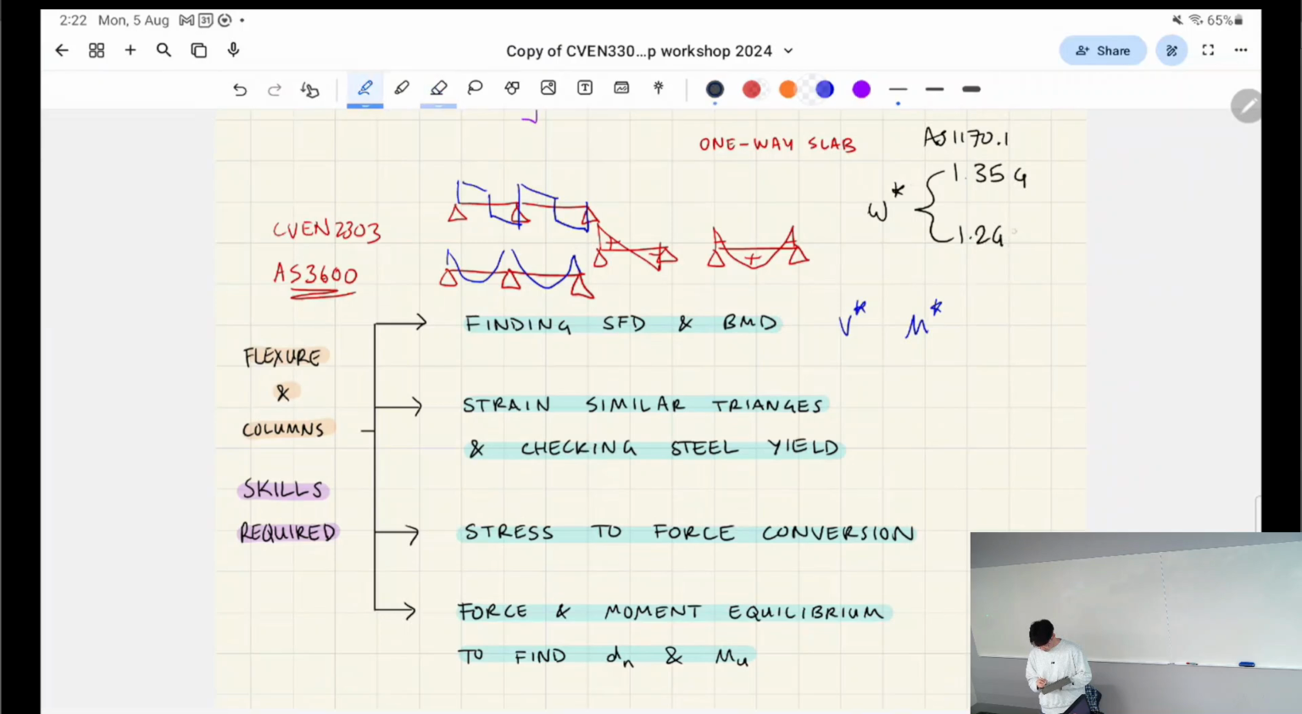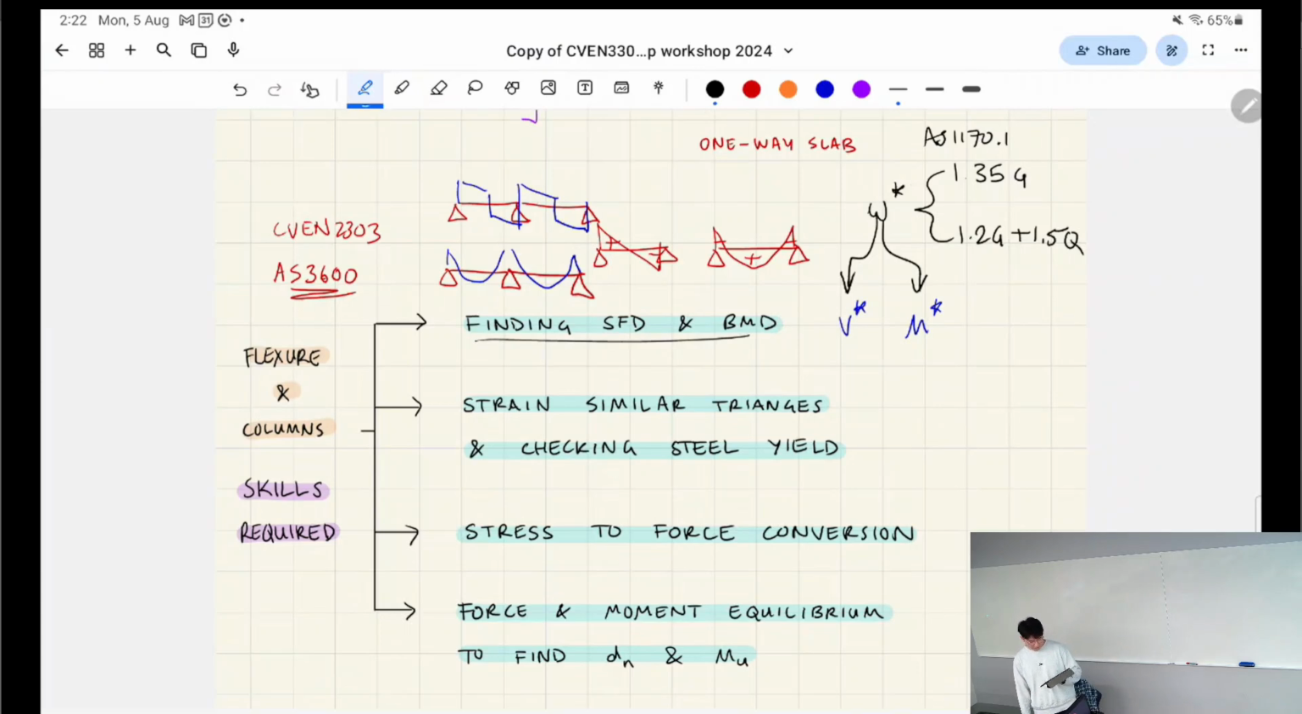These might look familiar as you've been doing the course, but it's basically saying that we take the worst case scenario, so we're going to exaggerate our loads. We're going to exaggerate our dead load by some amount, and our live load by some amount, and we'll take the worst case scenario out of those combinations. Then using that load, that's how we find M star and V star. Okay, so hopefully that one isn't too scary.